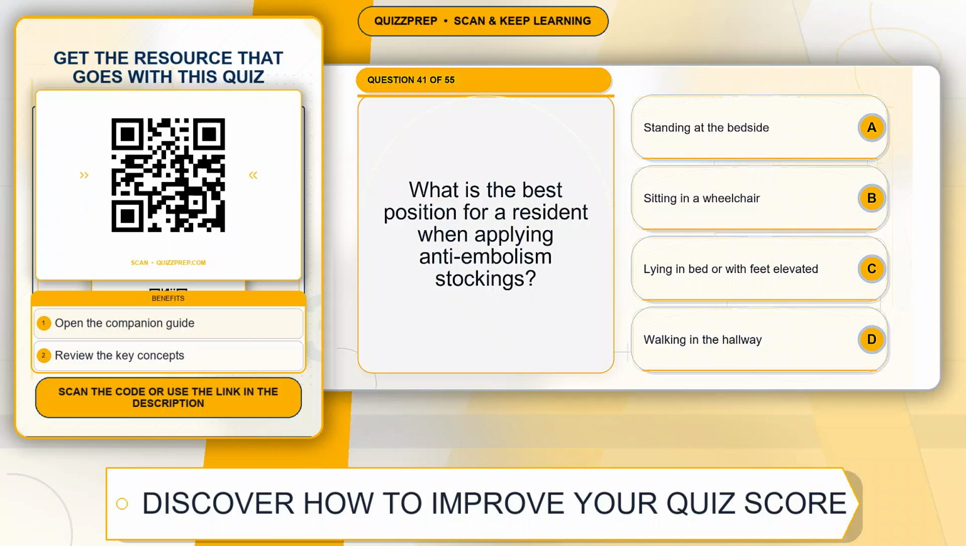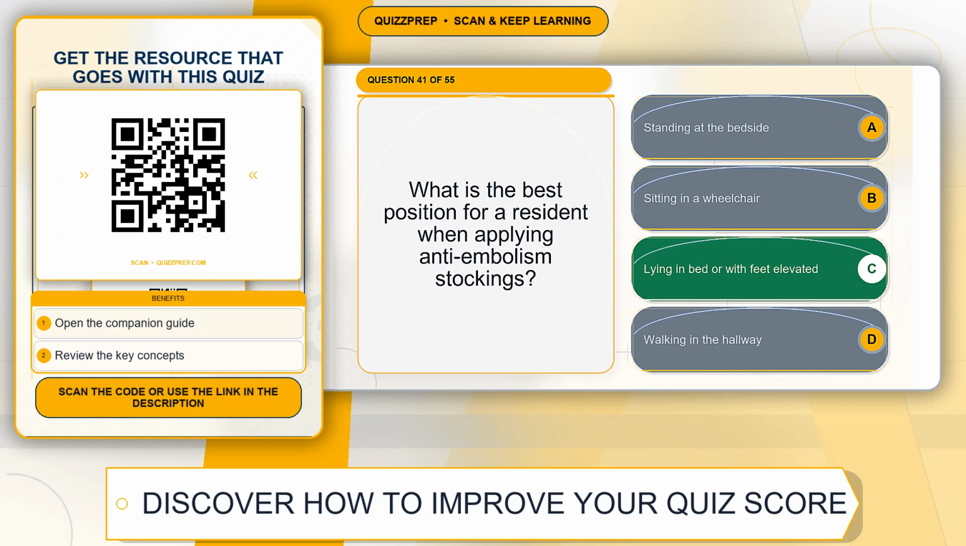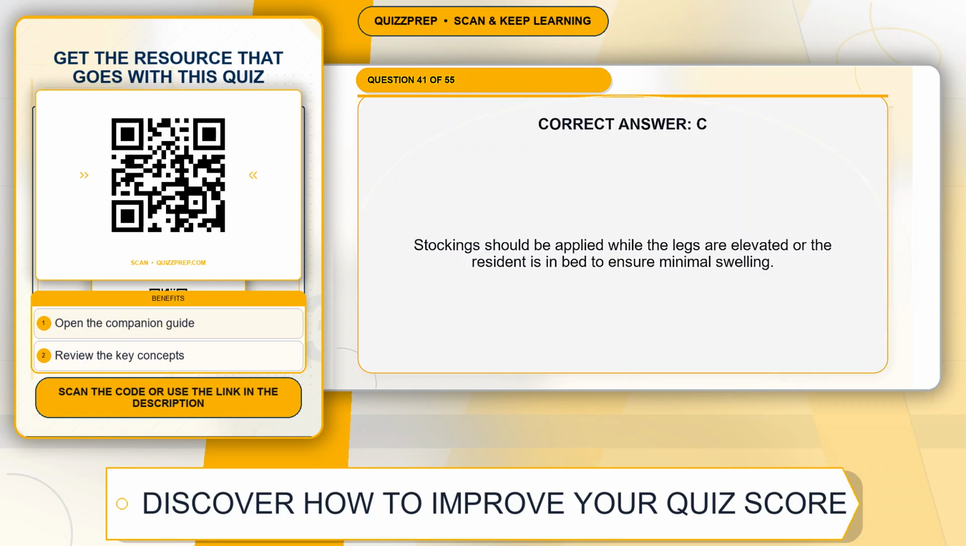Question 41. What is the best position for a resident when applying anti-embolism stockings? Option A, standing at the bedside. Option B, sitting in a wheelchair. Option C, lying in bed or with feet elevated. Option D, walking in the hallway. The correct answer is option C, lying in bed or with feet elevated. Explanation. Stockings should be applied while the legs are elevated or the resident is in bed to ensure minimal swelling.